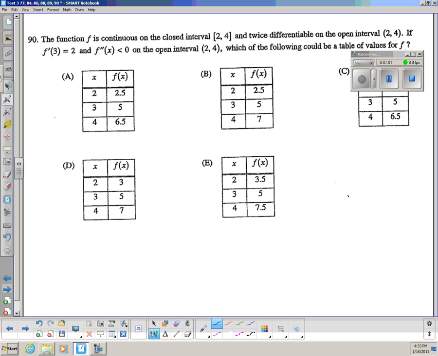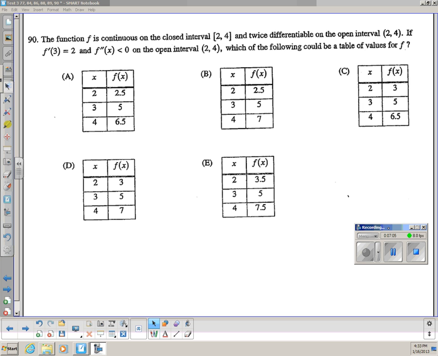So number 90 says the function f is continuous on the closed interval 2 to 4 and twice differentiable on the open interval 2 to 4. If f prime of 3 is 2 and f double prime of x is less than 0 on the open interval 2 to 4, which of the following could be the table of values for f? I actually think we did this question as a class in our notes. This was a tough one, so follow along here.